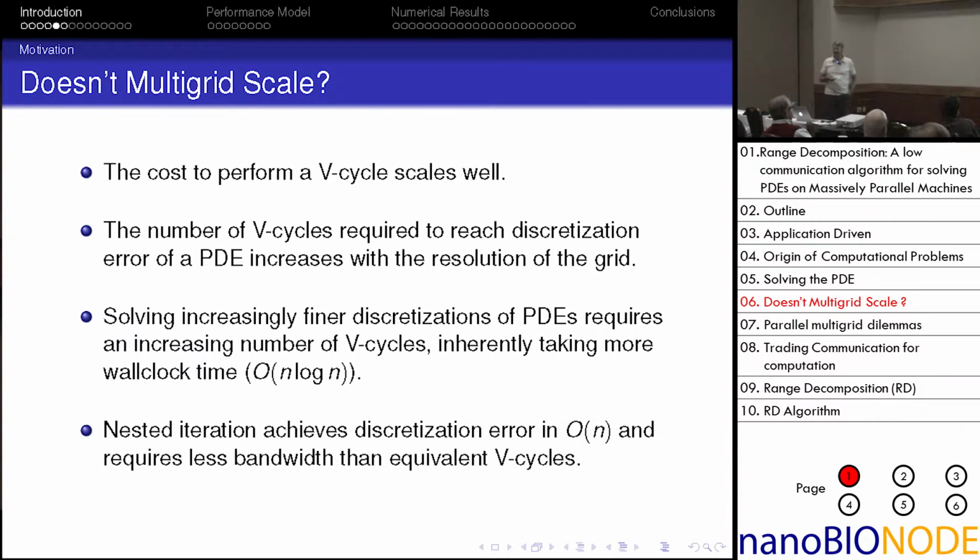However, if you do nested iteration, that isn't a problem. You wind up getting order n back because you started on the coarse grid and solved things there. So this is an FMG cycle or nested iteration. The difference is that for nested iteration, we don't know what the grid's going to be when we start.